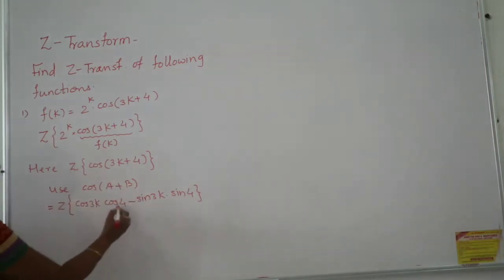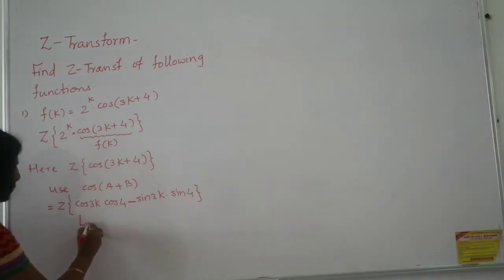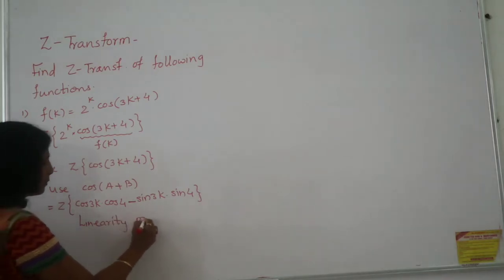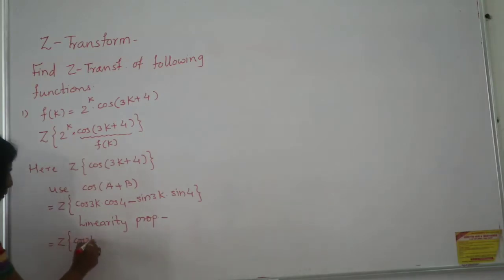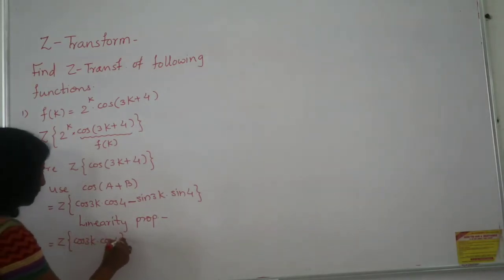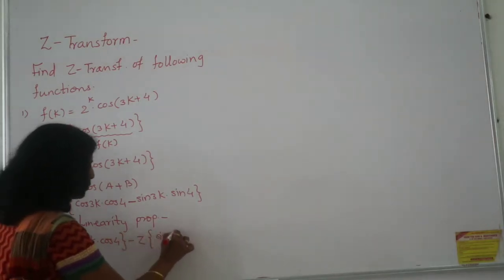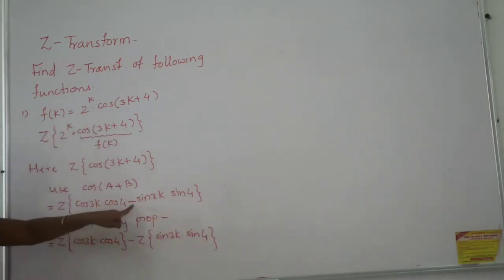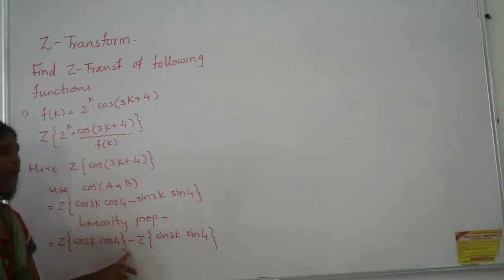Now I will just separate. Whenever the two terms are connected with plus or minus, I am just going to separate them by linearity property. This is the linearity property. By linearity property, what I will do here: Z transform of cos 3k multiplied by cos 4 minus Z transform of sin 3k into sin 4. So I separated them. Here is subtraction, so here also will be subtraction. If it is addition here, then it will be addition, of course.